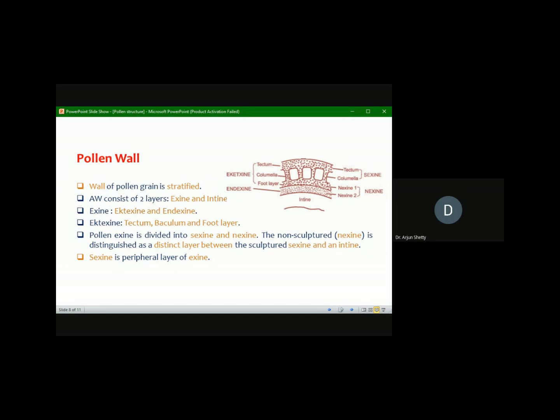Because of that we call it a stratified wall, and this stratified wall we see only in the outermost wall, that is, only the exine. That is the pollen wall, not the anther wall.